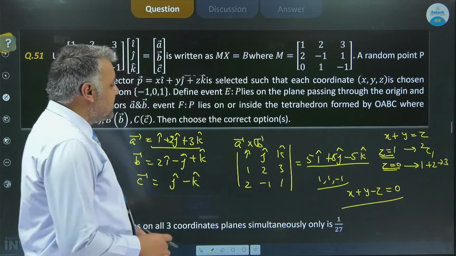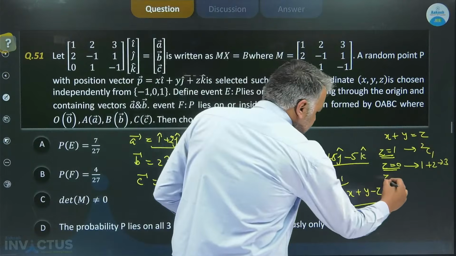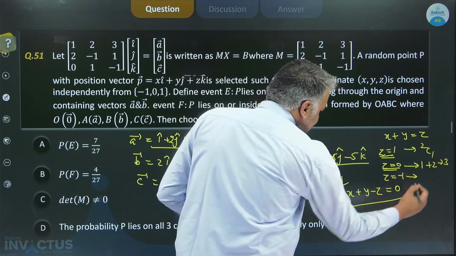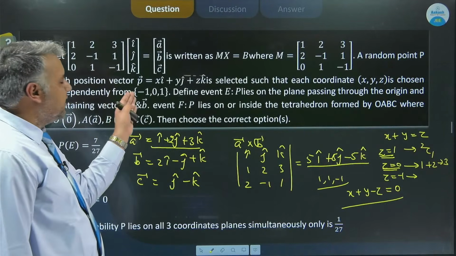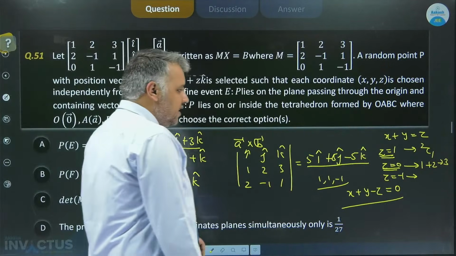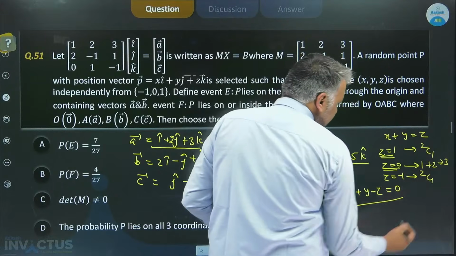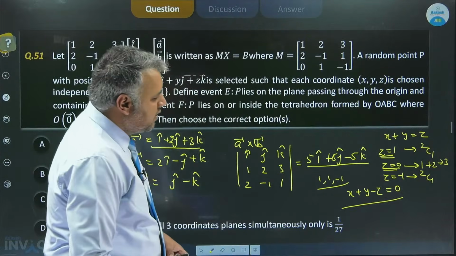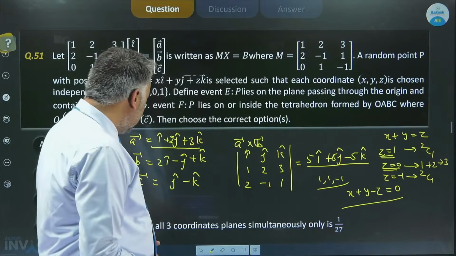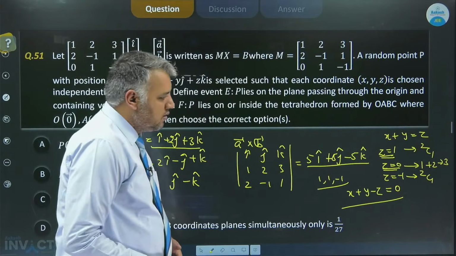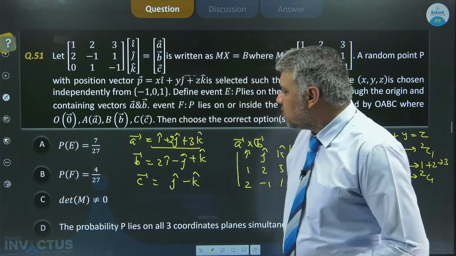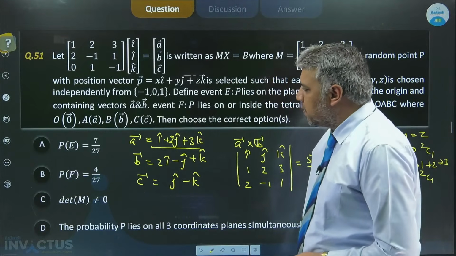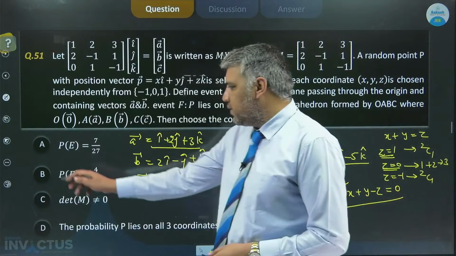Now again, if z is equal to minus 1, we have to choose x and y such that the sum of x and y is minus 1. So again minus 1 and 0 must be chosen. So again there will be 2 ways, 2C1. So total, if you calculate, there will be 7 favorable positions of x, y, z, and total there are 27. So the probability of E must be 7 by 27.